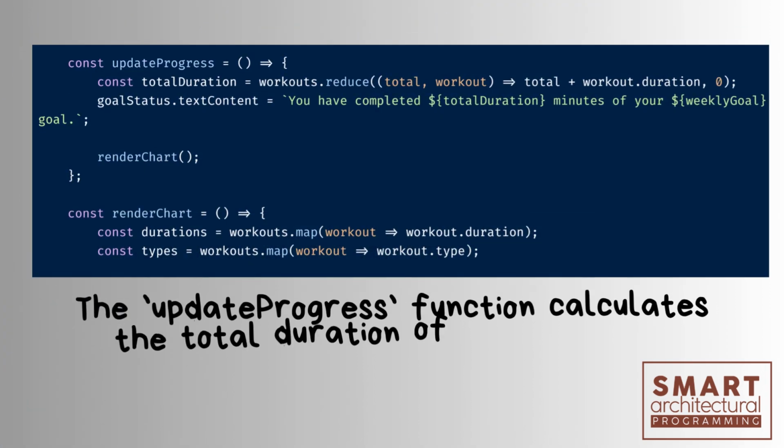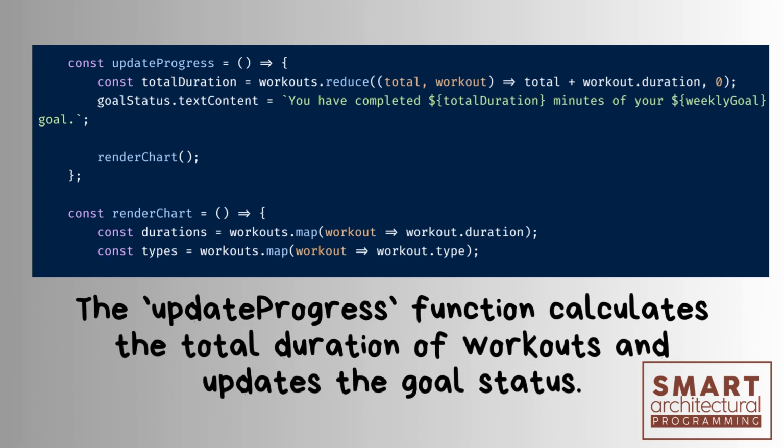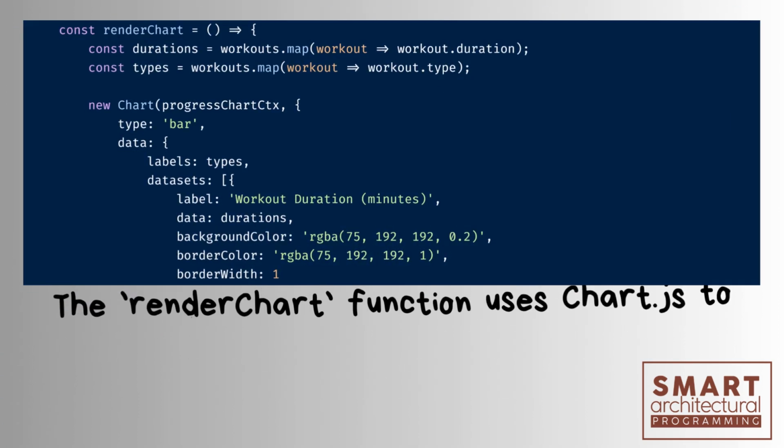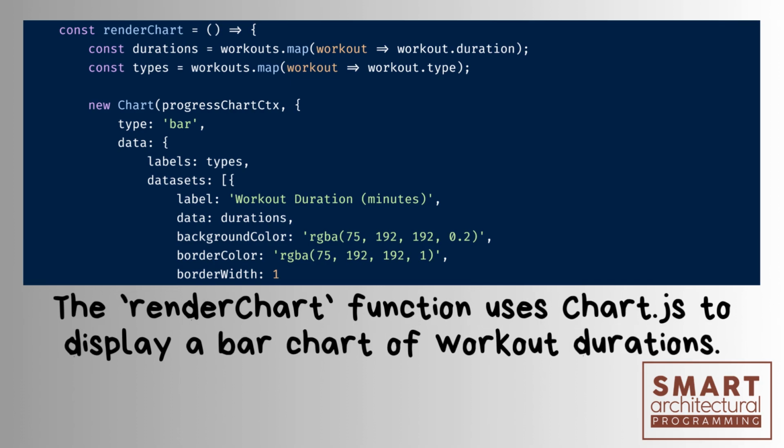4. The update progress function calculates the total duration of workouts and updates the goal status. 5. The render chart function uses Chart.js to display a bar chart of workout durations.